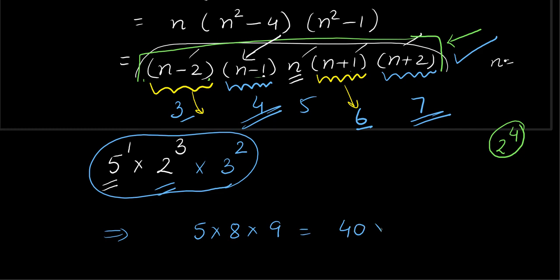So we are getting 40 into 9. That is finally the answer to this question, which comes out to be 360. So 360 is the greatest common divisor of all the numbers which are included in the set S.